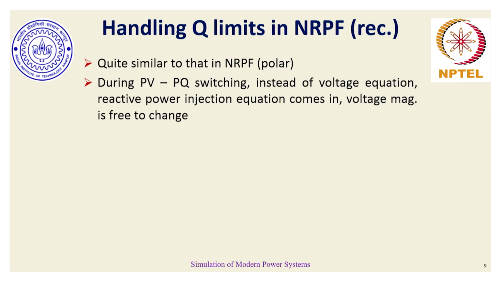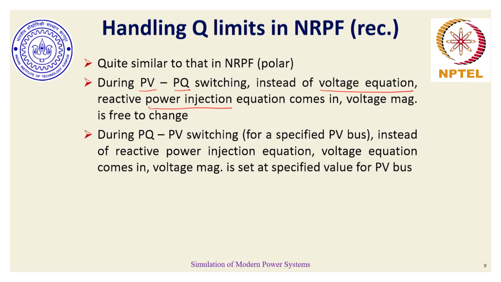So what are those equations? In the rectangular version of Newton-Raphson power flow, during PV to PQ switching, instead of the voltage equation, which is present for a PV bus in the conventional case, now we will have the reactive power injection equation. And for PQ to PV switching, instead of the Q expression coming in, we will now bring in the voltage equation.